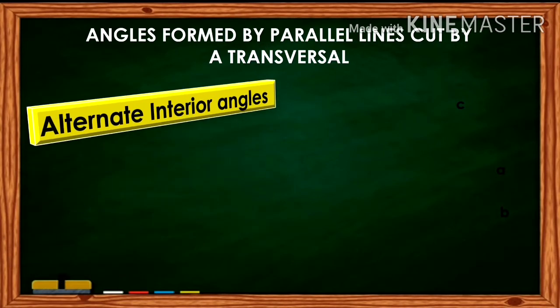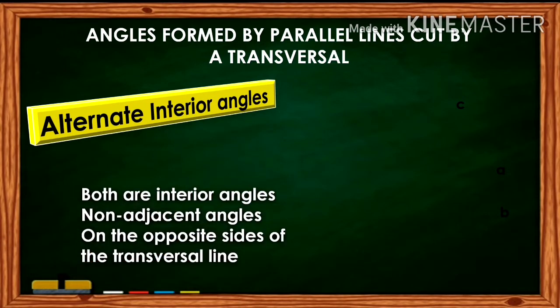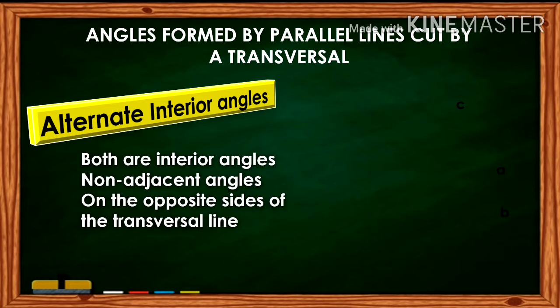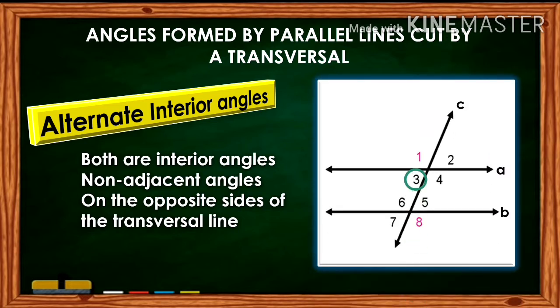Next is the alternate interior angles. When we say alternate interior angles, both are interior angles, non-adjacent and on the opposite side of the transversal line. Examples, we have angle 3 and angle 5, angle 4 and angle 6.